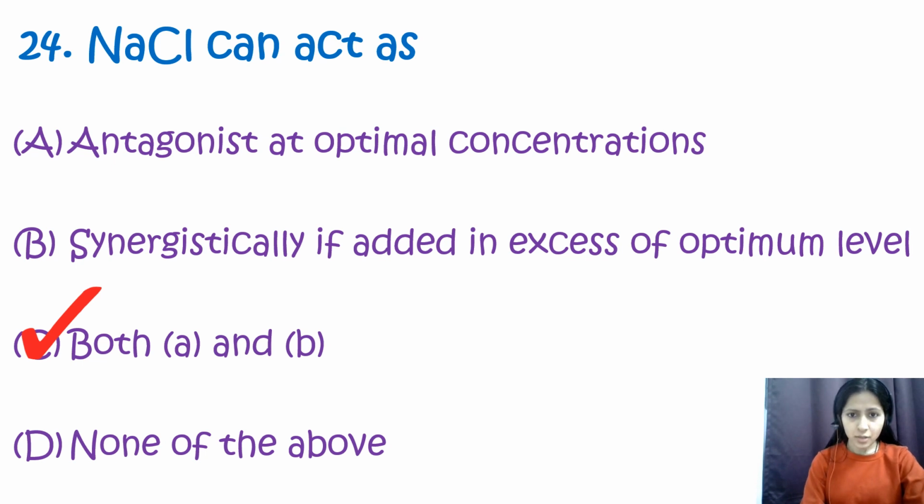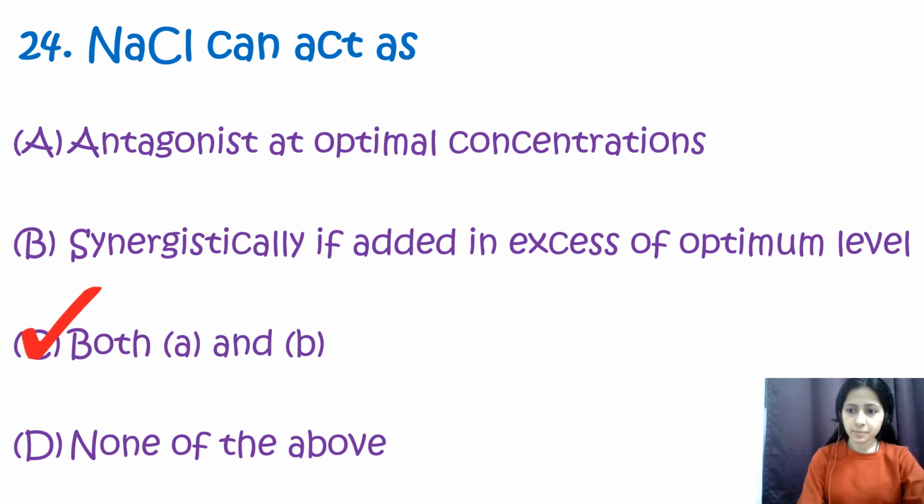So the optimum concentration of NaCl for microbial growth varies depending on the type of microorganisms and the food products. So in some cases NaCl can act as an antagonist by inhibiting the growth of certain microbes at optimum concentration, or in other cases NaCl can act synergistically with other factors to promote the growth of the microorganisms, such as in the case of halophilic bacteria that require a high salt concentration for better growth. So here option number C is correct.